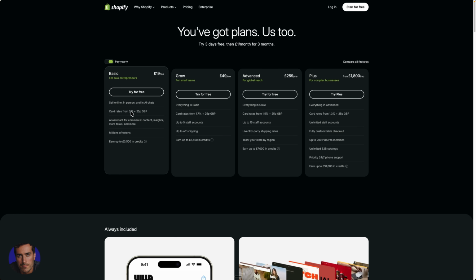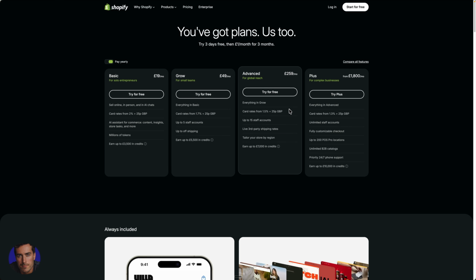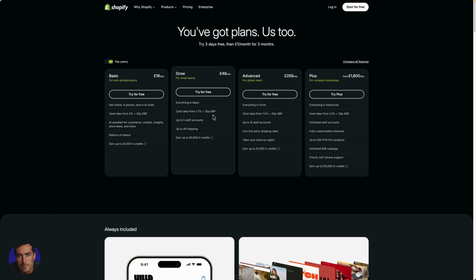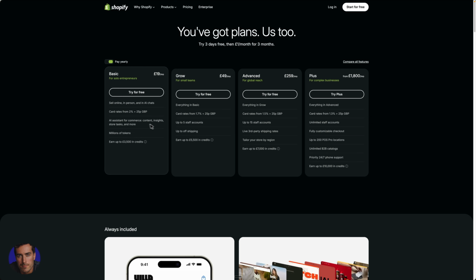That's the important thing here. Card rates do change from plan to plan. As you pay for the more expensive plans, the card rate charges go down. So that essentially means that on the cheaper plans, you're paying less per month, or less per year even, but you are in fact paying more on every transaction that happens on your shop. So you see right here it's 2%, and it goes down to 1.7, 1.5 and 1.3, as we progress along the plans. So with the Basic plan, you do get an AI system for commerce, content insights, store tasks and more. And there's a few other bits here.